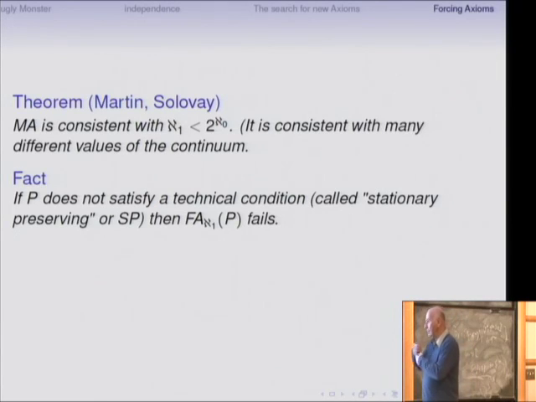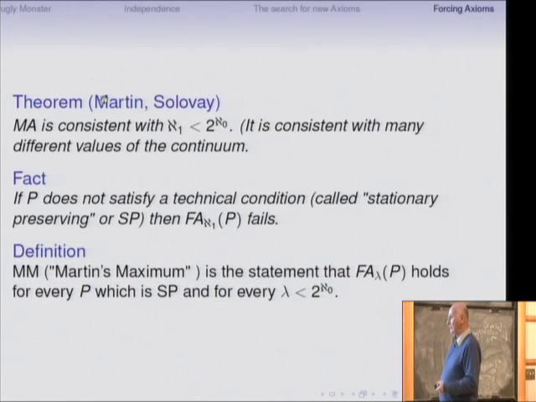So there is something which prevents you from aiming for this class. But now suppose that this technical condition is satisfied. If it's not satisfied, then no chance. Suppose it is satisfied. Then there is an axiom called Martin's maximum, which is the statement that this holds for every P which satisfies this condition and for every lambda which is less than the continuum. So it's a kind of maximal version of Martin's axiom that you could have, because you can't have it for every P which does not satisfy SP, but the axiom says that you can have it for SP.